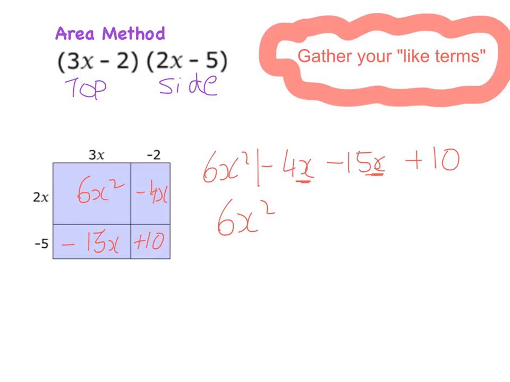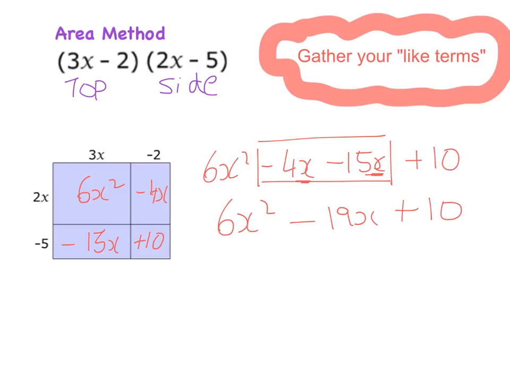So I'm going to look at this. So minus 4x minus 15x, well that will give me minus 19x. And then the last thing I'm left with is 10, and there is nothing else I can add to that. 10 is a number on its own, that's the constant, so plus 10. And that is your answer.